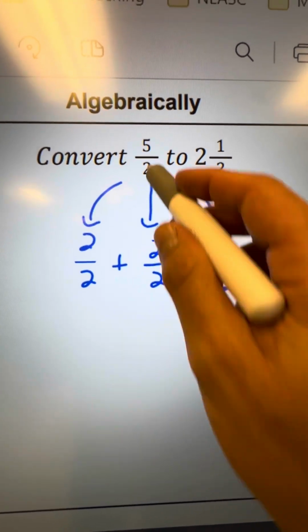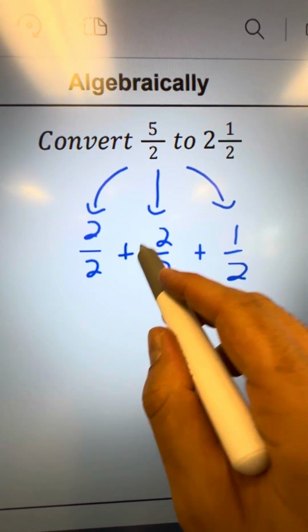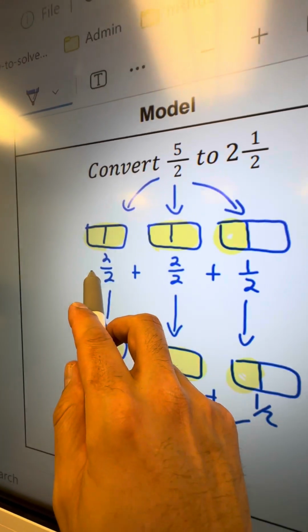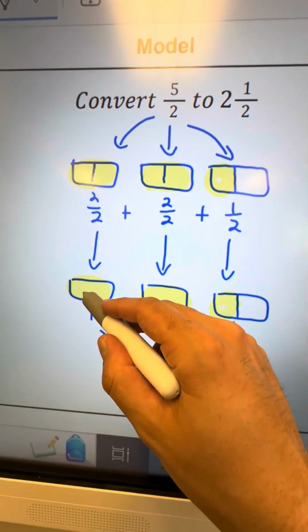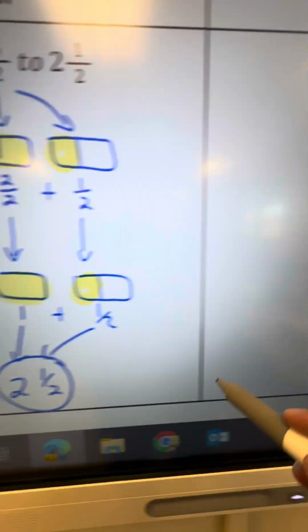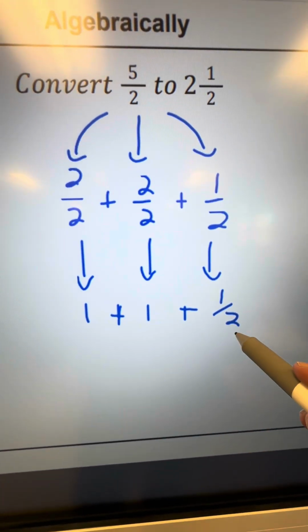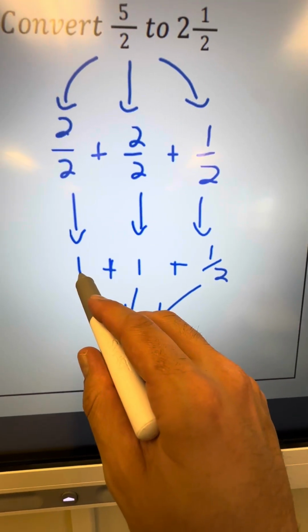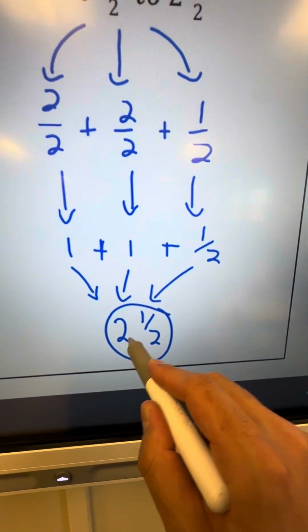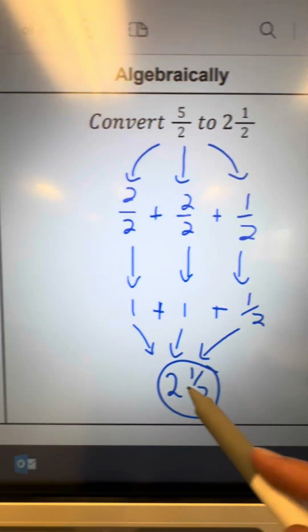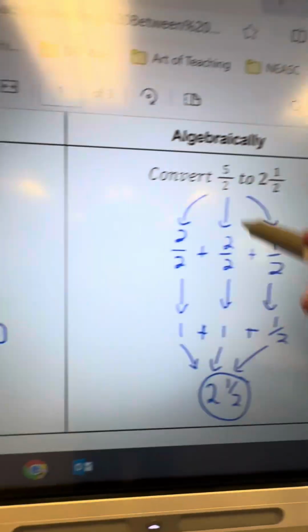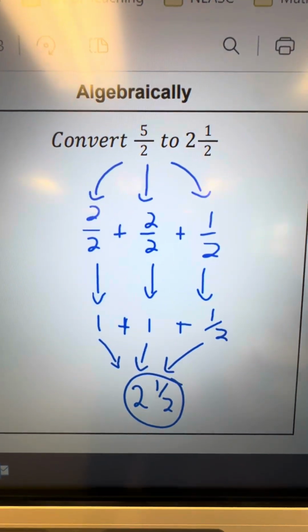So you can see I have 5 halves breaks up into 2 halves plus 2 halves plus 1 half. So then again, this is basically pulling it from here. And then you can see that this is the same thing as just saying 1 plus 1 plus a half. So I wrote this down as well without the pictures. And then you can see that when you add the ones, you get 2 and bring down the 1 half. So you can see 5 halves is the same as 2.5. So again, you can see the model has the picture. The algebraic portion does not have the pictures.